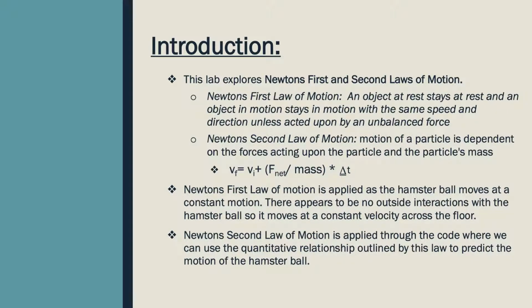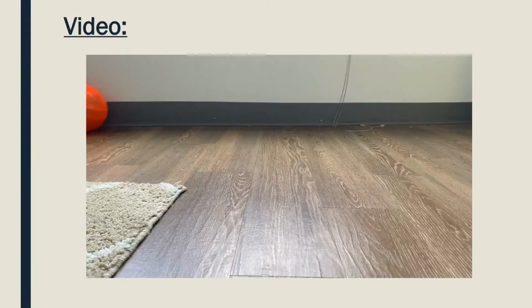Newton's second law is a quantitative law because it uses an equation to predict future velocity or future position. We utilize Newton's first law in this lab to show that the hamster ball is moving at a constant velocity. There appears to be no outside interaction, so the ball is moving across the floor at a constant rate. Newton's second law is used in the computer code to help us predict the motion of the hamster ball.